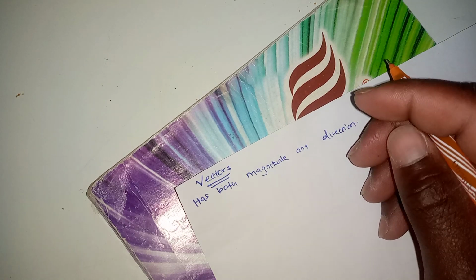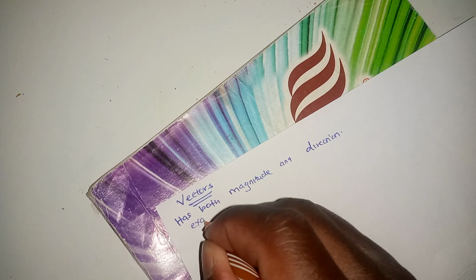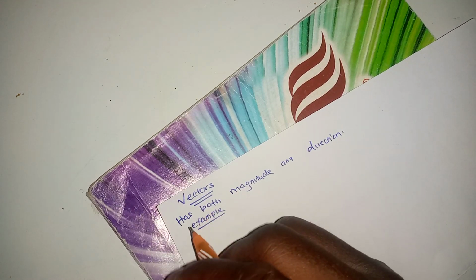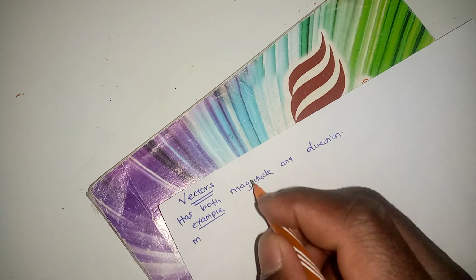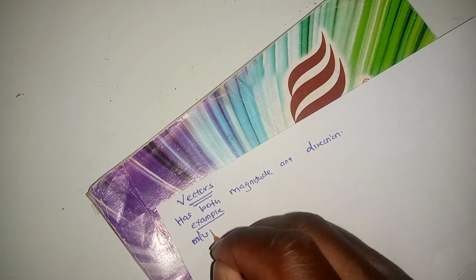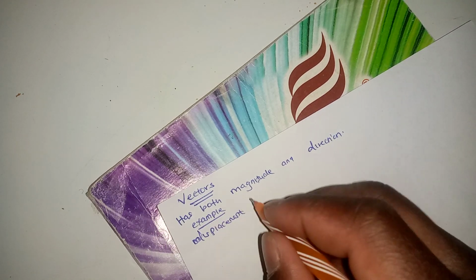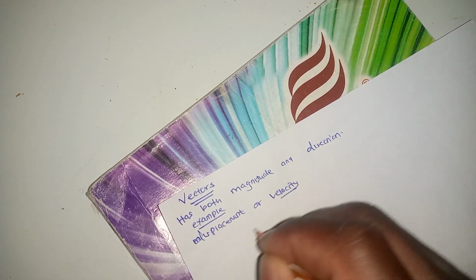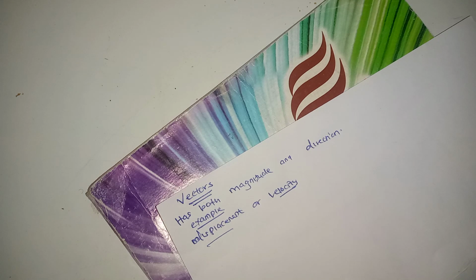From here, an example of vectors is something which has both magnitude and direction. We can say that it's displacement or velocity. These two are examples of vectors or vector quantities.